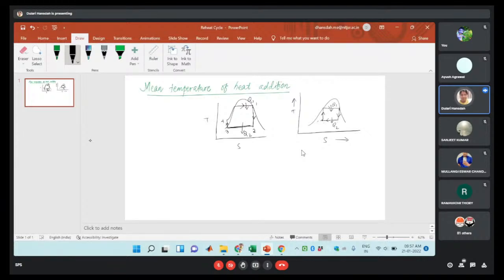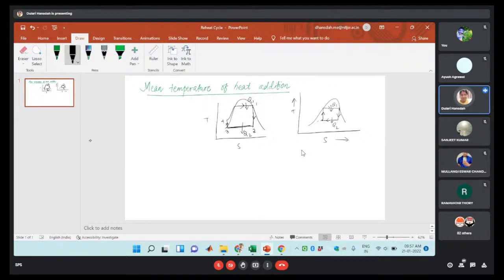This is one drawback of this Carnot cycle. It is very difficult to control the quality at this point. That's why, for the compression in the Rankine cycle, we are performing it up to the saturated liquid state. So these are the two differences.